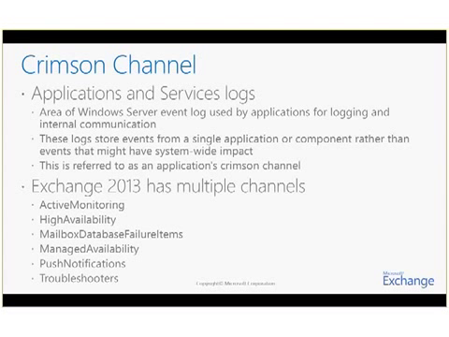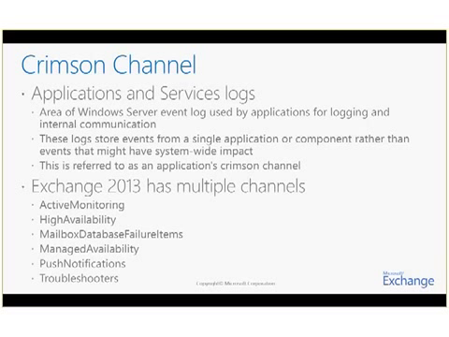So, for instance, if during any 30-second period we can't write events to the Crimson channel or we can't read events from the Crimson channel, then Active Manager will take corrective action by forcibly rebooting that server to try to correct the problem, thereby triggering a server failover for the active databases.